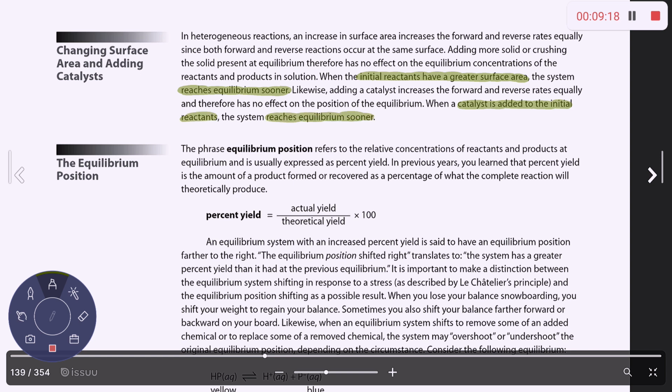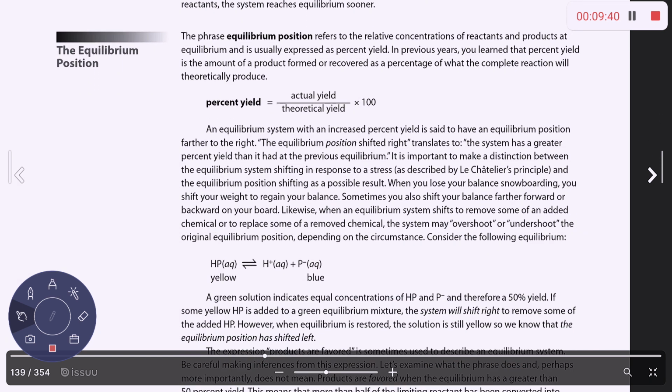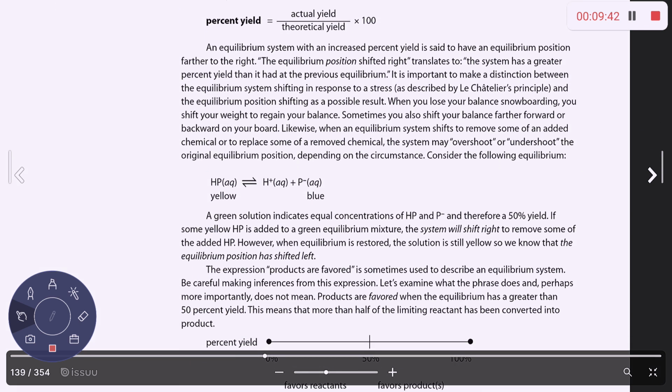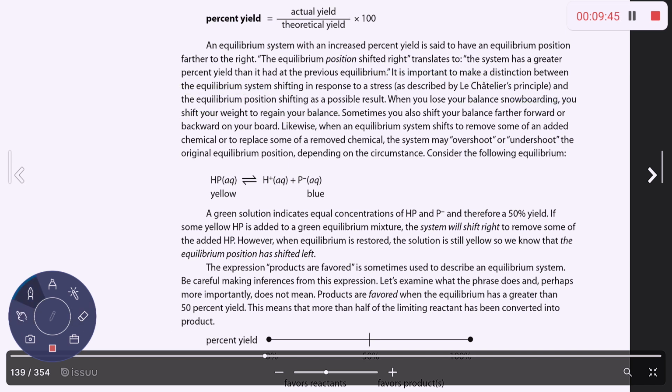Now, if they say to you, what is the equilibrium position in terms of the percent yield? At this point, you know that percent yield is calculated as actual over theoretical times 100. We did this back in Chapter 4. So the equilibrium position has to do with whether you're further to the right or to the left. That means, am I showing more product or more reactant at equilibrium? So let's say you have this reaction which has a yellow color when the reactants are present and a blue color when the products are present.